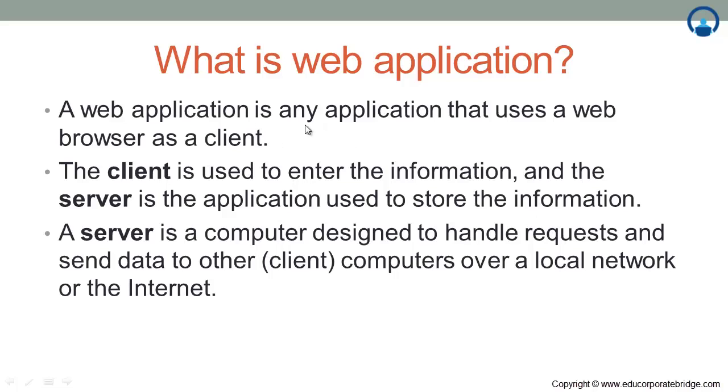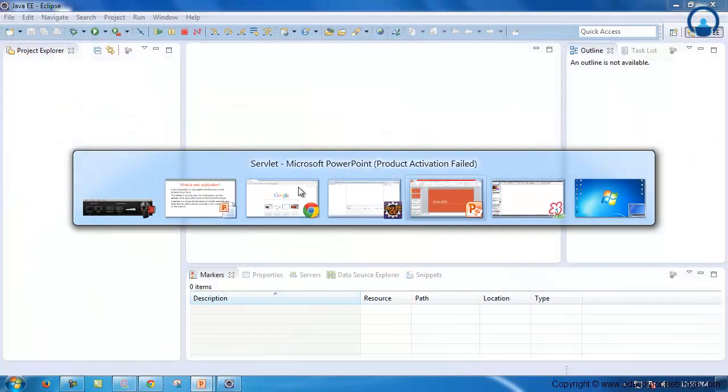Whenever you hit facebook.com and you press enter, the Facebook homepage loads up. So the client is used to enter the information, and the server is the application used to store the information. Each website is hosted on a server. So whenever you hit facebook.com using your web browser or a client, the request goes from your web browser to the Facebook server where that website is hosted.